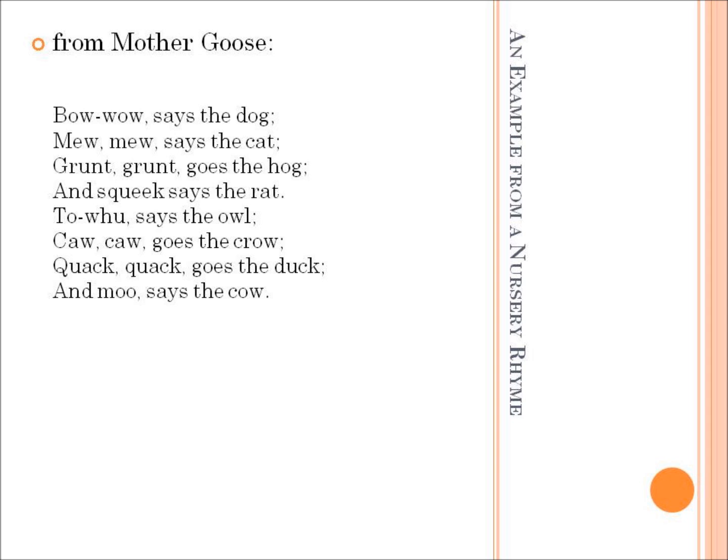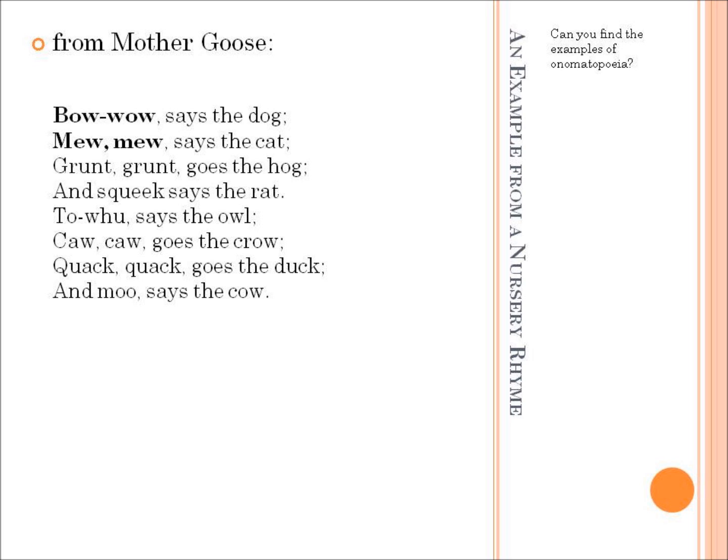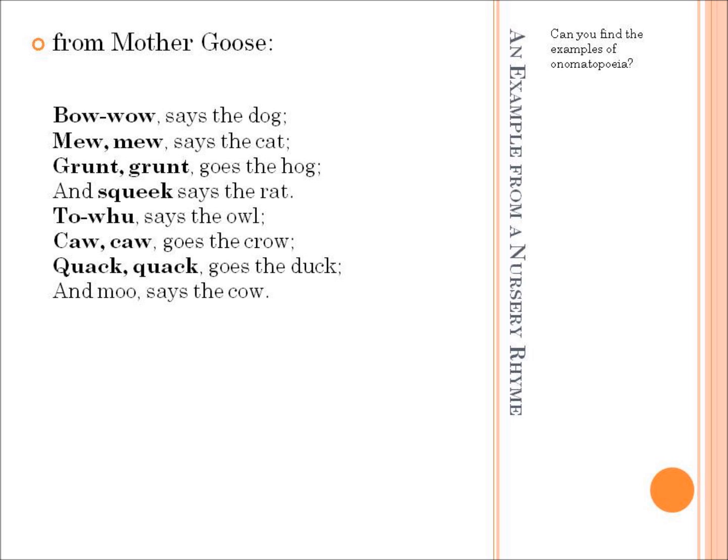Now let's look at an example of onomatopoeia in a nursery rhyme that we all know from Mother Goose. "Bow wow," says the dog, "mew mew," says the cat, "grunt grunt," goes the hog, "and squeak," says the rat, "too woo," says the owl, "caw caw," goes the crow, "quack quack," goes the duck, "and moo," says the cow. Can you find the examples of onomatopoeia here? Bow wow, mew mew, grunt grunt, squeak, too woo, caw caw, quack quack, and moo are all examples of onomatopoeia.